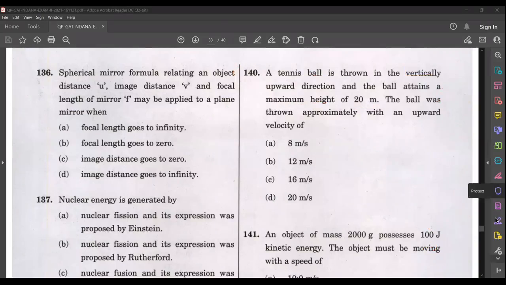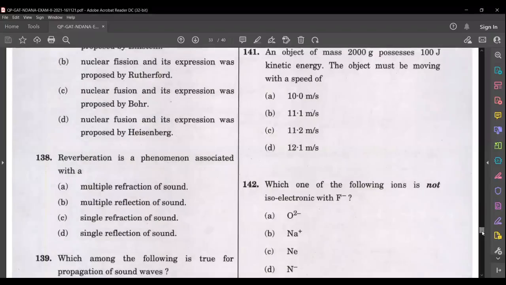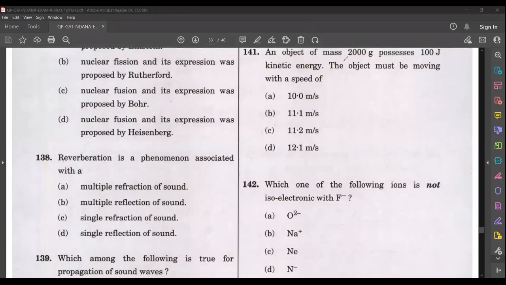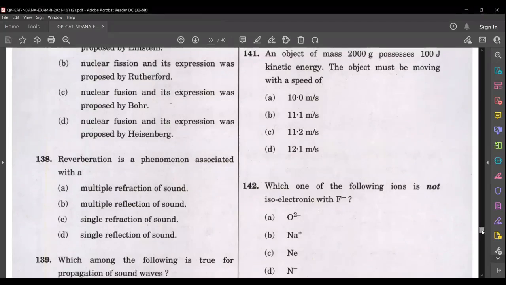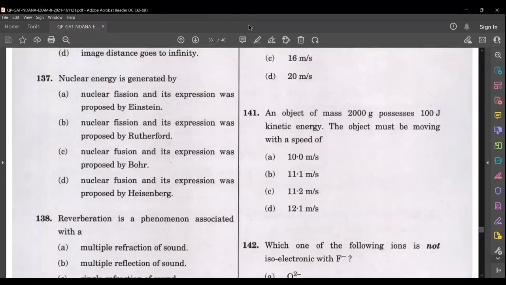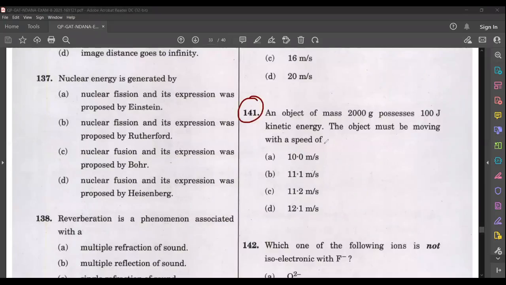Question number 141. An object of mass 2000 grams possesses 100 joule kinetic energy. The object must be moving with a speed of. That is also a direct question. An object of mass 2000 grams, isn't it? So mass is given as 2000 grams, which is equal to 2 kilograms.